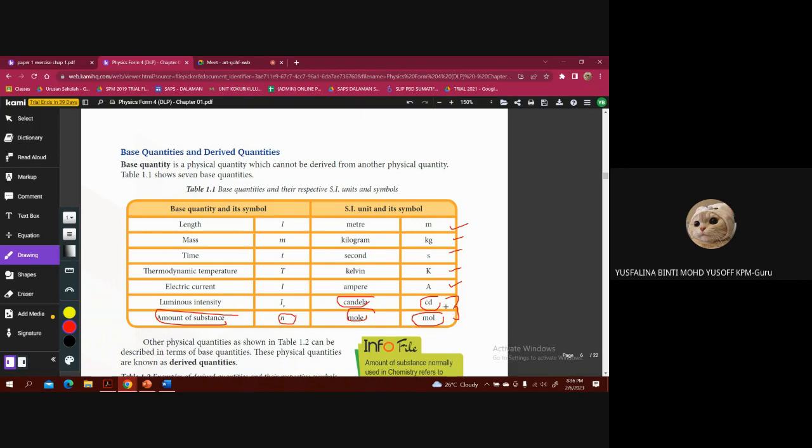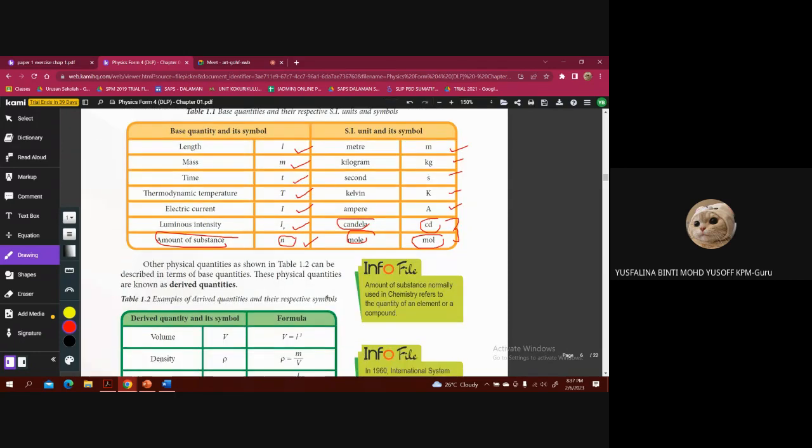Alright, so length, mass, time, thermodynamic temperature with the symbol capital letter T, I is the symbol for luminous intensity, and this is the amount of substance. That is the base quantity. That is basic, you cannot derive it anymore. Only got seven. So just remember these seven.